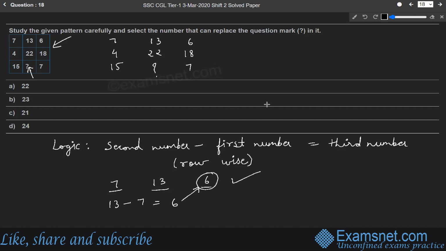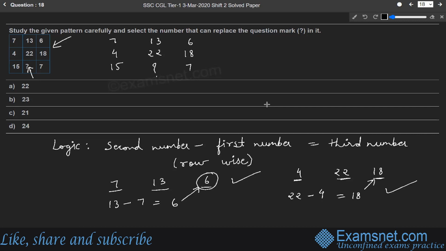Now let us check it for the second row too. The second row has the numbers 4, 22 and 18. So first number is 4, second number is 22 and third number is 18. Applying the same logic, second number 22 minus first number 4. So 22 minus 4 is 18, which is the third number. So for this row also, the logic is absolutely correct.